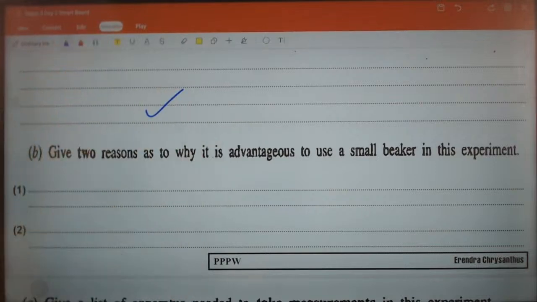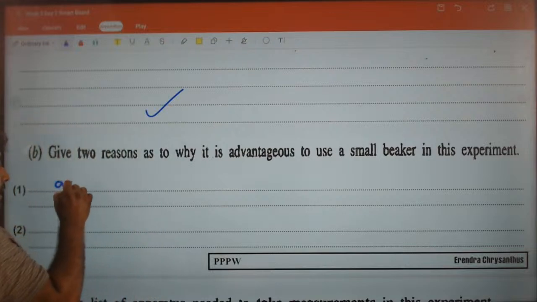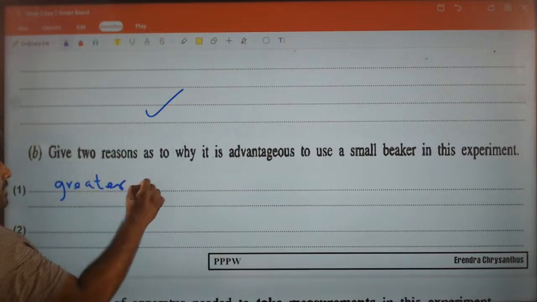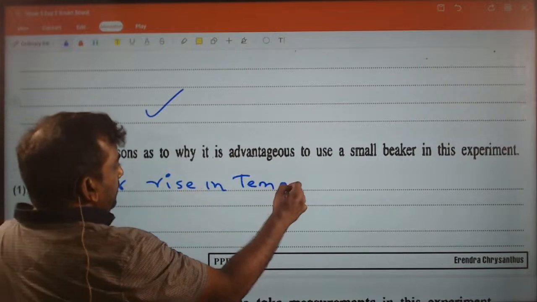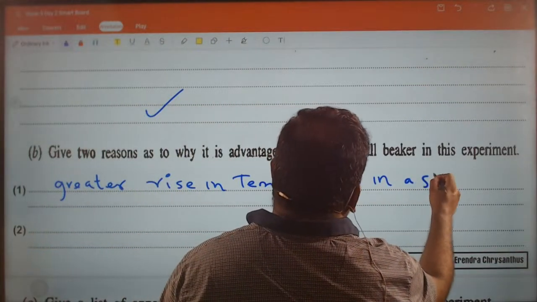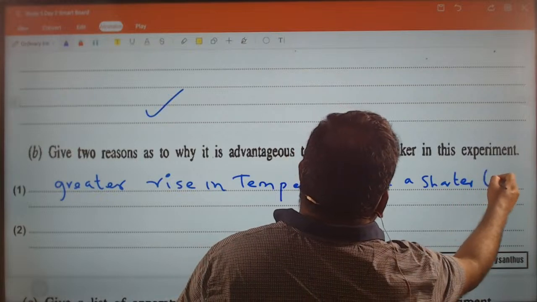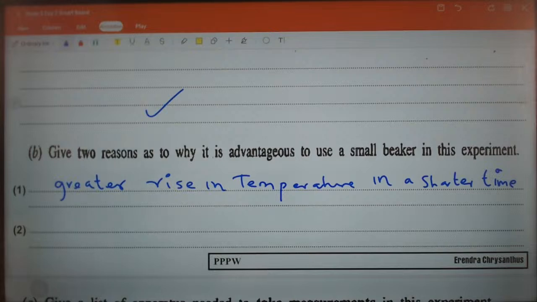Right. Give 2 reasons as to why it is suitable to use a small beaker. Right. Smaller the beaker, smaller the mass, greater rising temperature in a shorter time. Greater rise in temperature in a shorter time. That is one main reason. Next one.